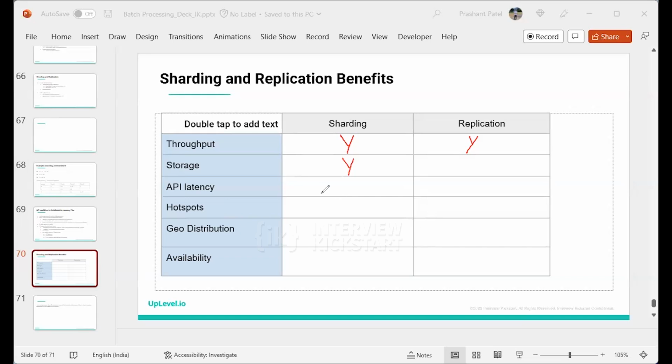Okay, what about the API latency? Did sharding do anything for latency, or did replication do anything for latency? Yes, for both. Okay. And then hotspots, I don't think we had any hotspots. We did not discuss anything here.